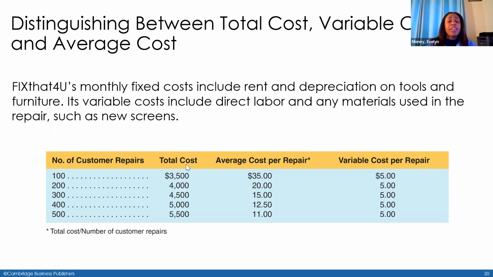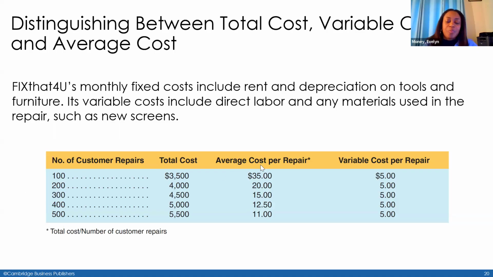Now, the total cost here is a mixed cost. It has a variable component and a fixed component. The fixed component in total remains the same. But the variable component will keep changing because I want to multiply the $5 times the 100, and that's going to give me a different number when I multiply the $5 times the 200 every single time.